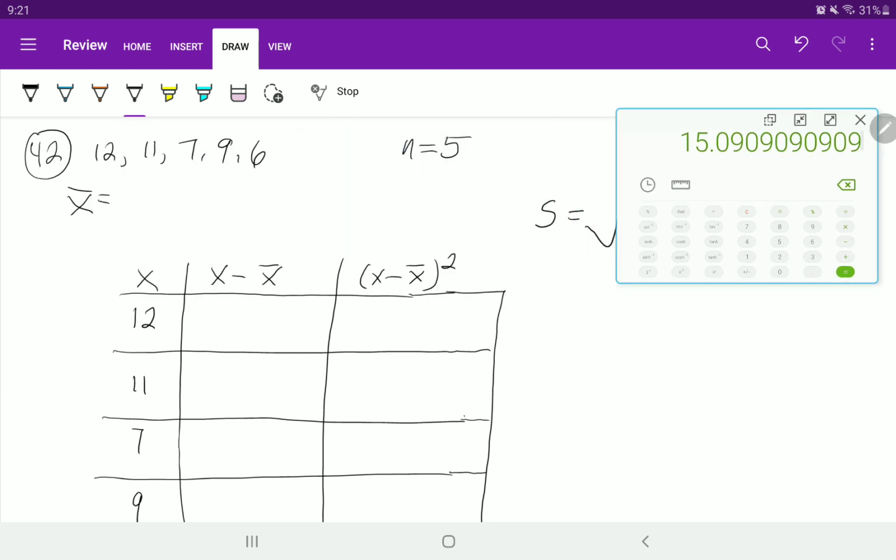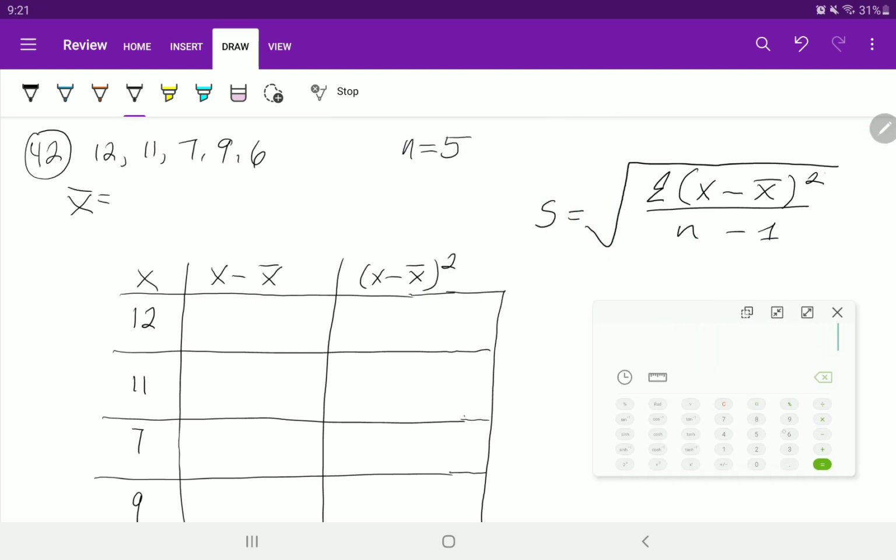So let's first clear that. 12 plus 11 plus 7 plus 9 plus 6 equals 45. So that's going to be 45 divided by 5. And 45 divided by 5 is 9. My mean is going to be 9. So if you want to, you can replace the x bar with 9 if you feel like that's going to be more comfortable.